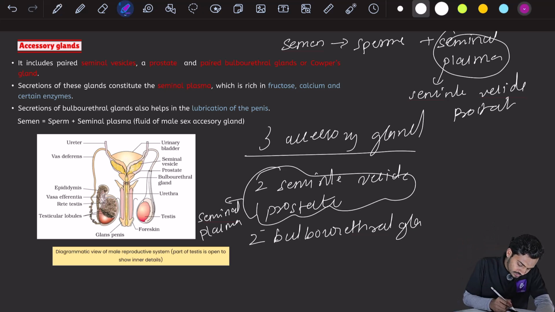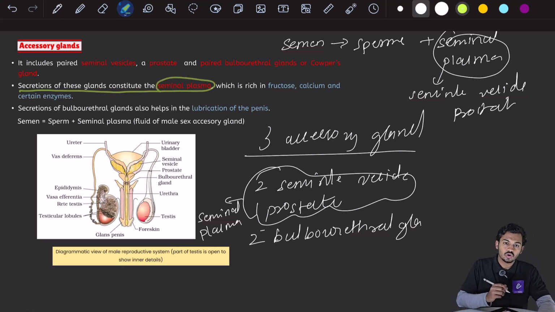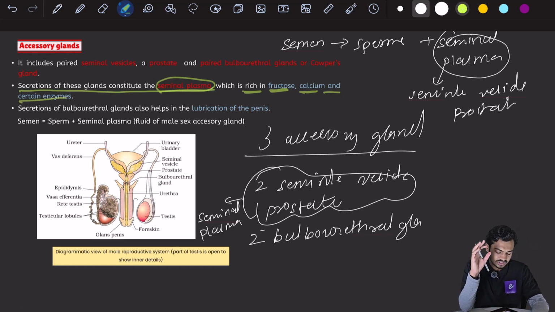Understood? तो आप देख सकते हैं. अब हम स्लाइड्स को पढ़ेंगे. Now we will read the slides. So you can see that secretion of these glands constitute seminal plasma. So seminal vesicle और prostate gland के जो secretions होते हैं they make seminal plasma. Understood? Now seminal plasma is rich in fructose, calcium and certain enzymes. So seminal plasma is rich in fructose, calcium and certain enzymes.